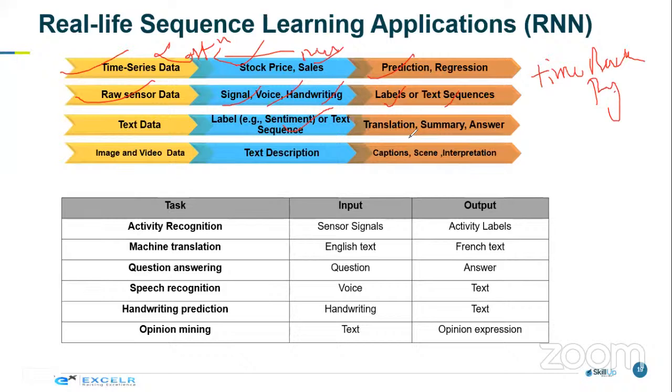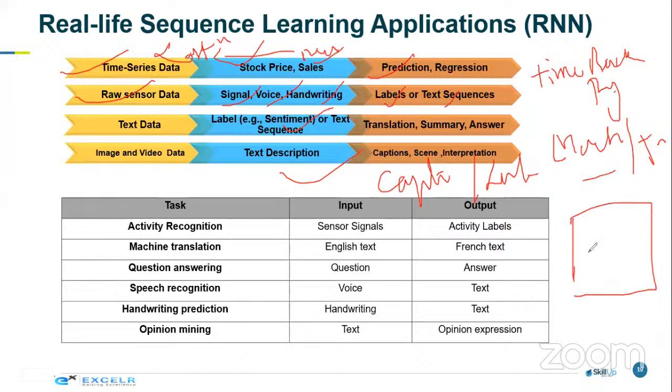We are trying to make a summary of the text or trying to translate the text, or speech recognition, speech translation, right? Machine to machine translation, speech recognition, all these activities. Or let's say you are giving image or video data and they are trying to create captions or labels out of that data, right?